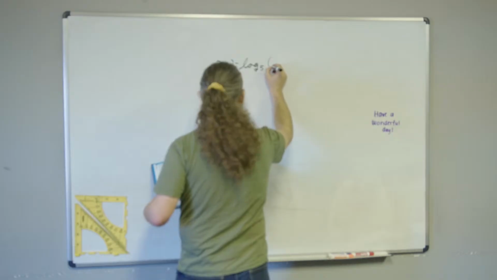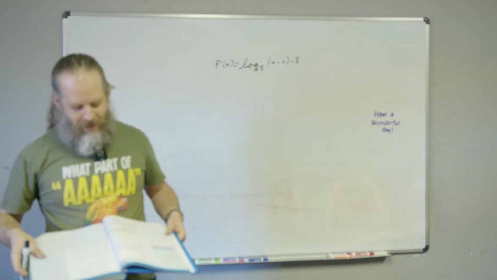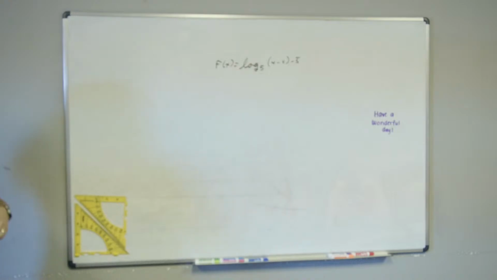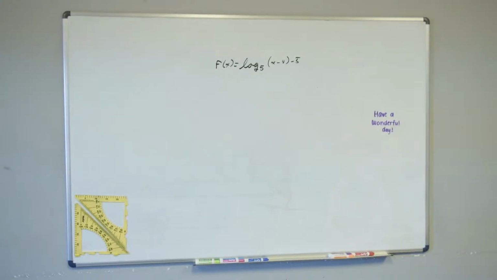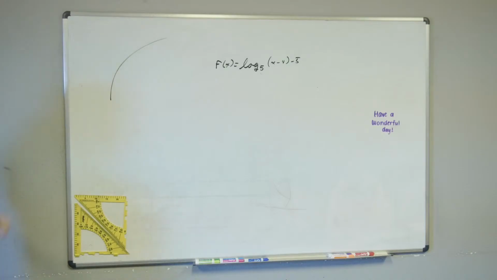Log base 5 of x minus 4, minus 5. Is this logarithmic growth or decay? Where am I looking to answer that question? The base. That's true. It's growth. So what does the parent look like? Oh, that's all foggy. I didn't see anything. There we go. Better. It is going to go up. Swoop.